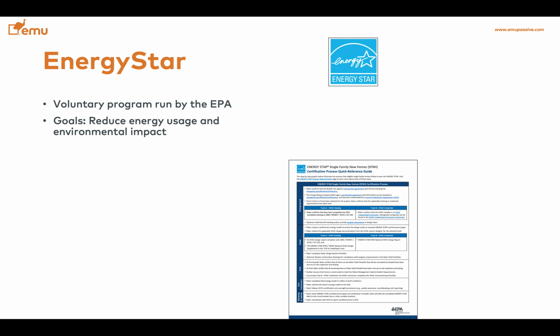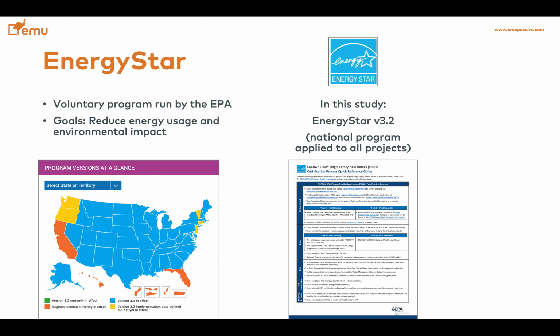EnergyStar is a voluntary program run by the Environmental Protection Agency. The goal is to reduce energy usage and environmental impact. For this study, we use version 3.2, the national requirements, although some states have their own applications. This map shows that version 3.2 is not yet mandated anywhere in the country, but we use that just because it is the next step in EnergyStar coming up.